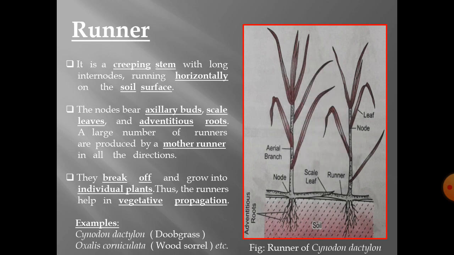This is an illustration of the runner of Cynodon dactylon. Students, concentrate on the node that gives rise to aerial branch, runner, and the adventitious root. Thus, an individual plant comes into existence. In fact, this exhibits vegetative propagation. Now moving on to the next slide. Sucker.